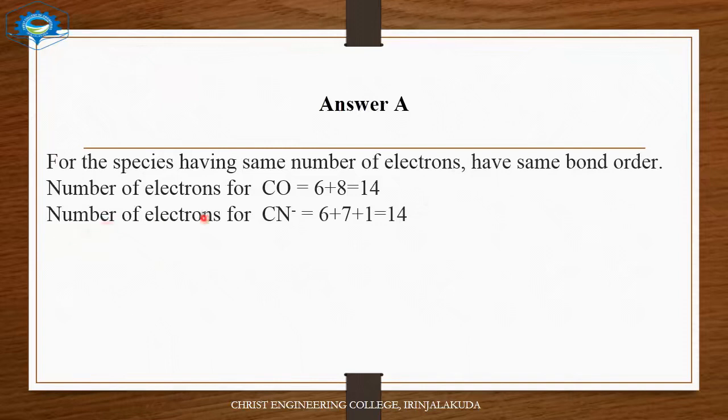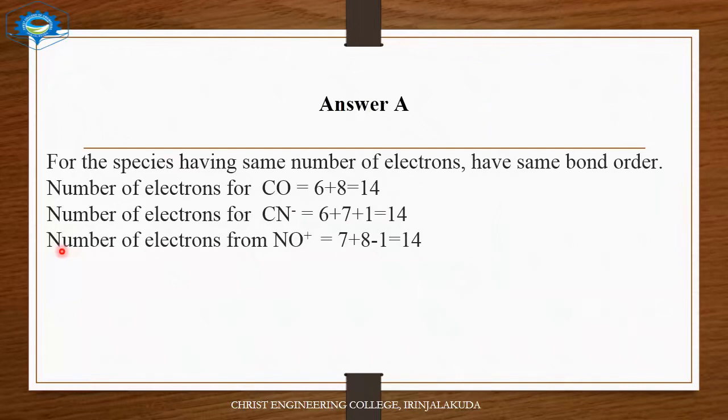Then the number of electrons in CN minus: atomic number of carbon plus nitrogen, then a negative charge. If a negative charge is there, then add 1. So altogether 14 electrons. The number of electrons in NO plus is equal to nitrogen atomic number 7 plus oxygen 8, minus 1. A positive charge is there, so subtract 1. Altogether 14.